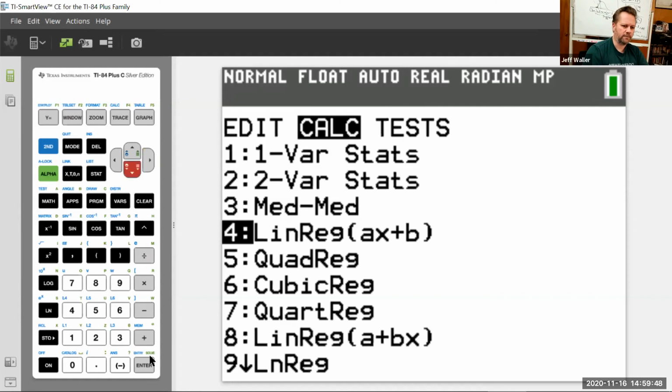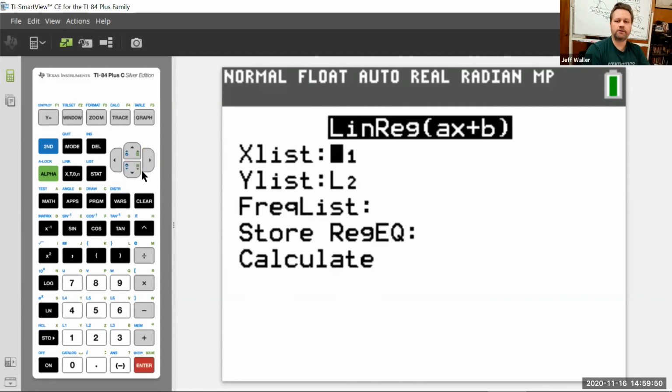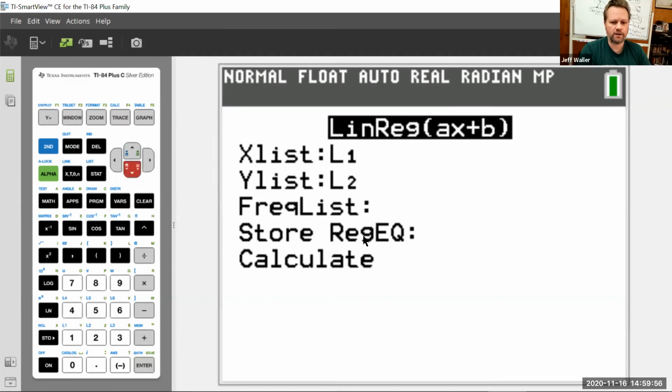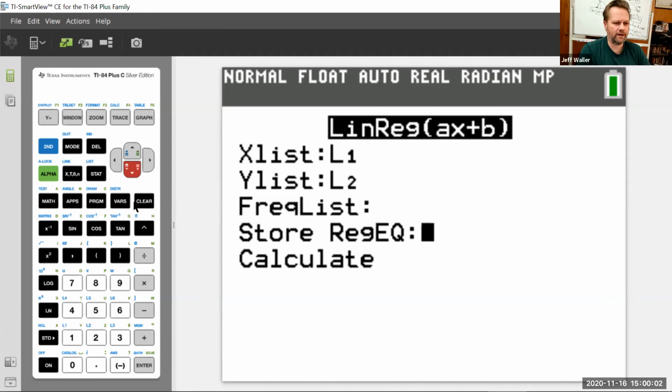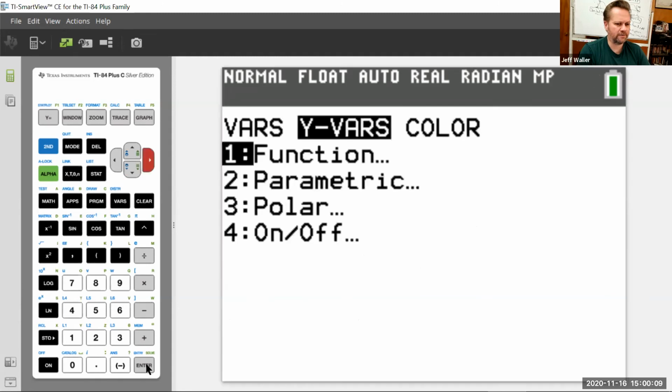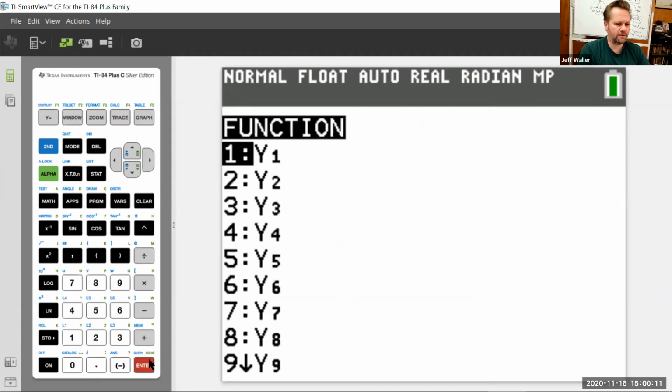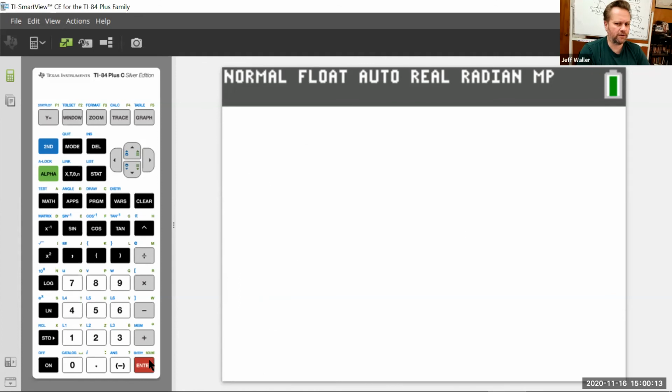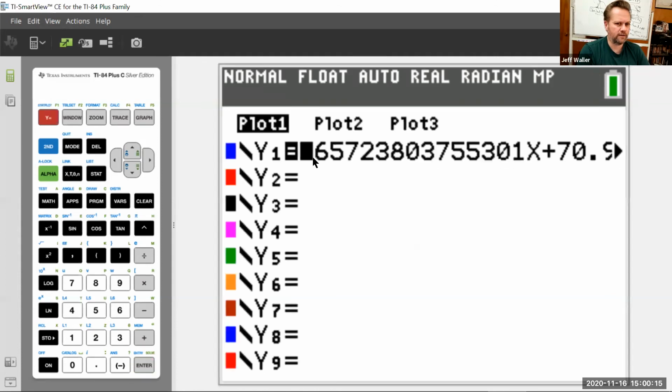Sorry, Frida. But in the newer calculator, you don't have to do this if you don't want to at all, because you could just go to y equals and put it in there. But watch, just in case. See where it says store regression equation? You don't have to do this if you don't want to. Do you see the variables right there? Vars. If you go to vars, go to y variables, function, y1, it'll store the equation in here for you in all of its glory.